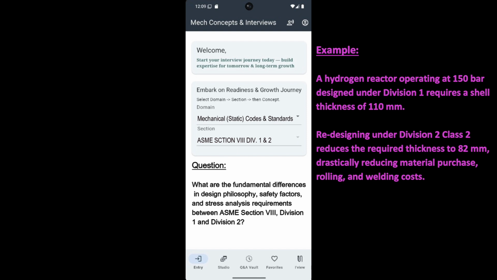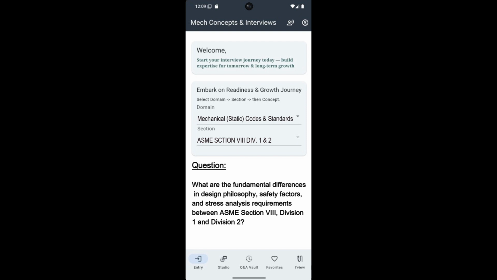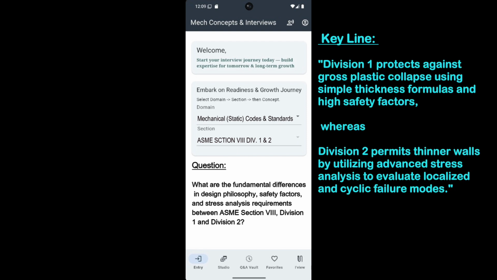If you design that reactor under the blunt rules of Division 1, it might require a massive shell thickness of 110 millimeters. That is massive. It is. But if you redesign that exact same reactor under Division 2, Class 2, utilizing advanced stress analysis to evaluate localized and cyclic failure modes, you can legally reduce that required thickness down to 82 millimeters. Wow, that is a nearly 30-millimeter reduction in solid steel.